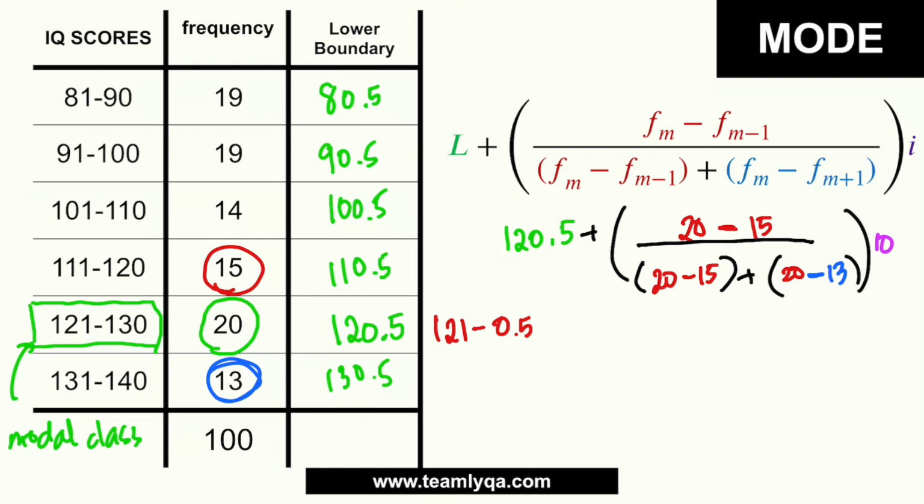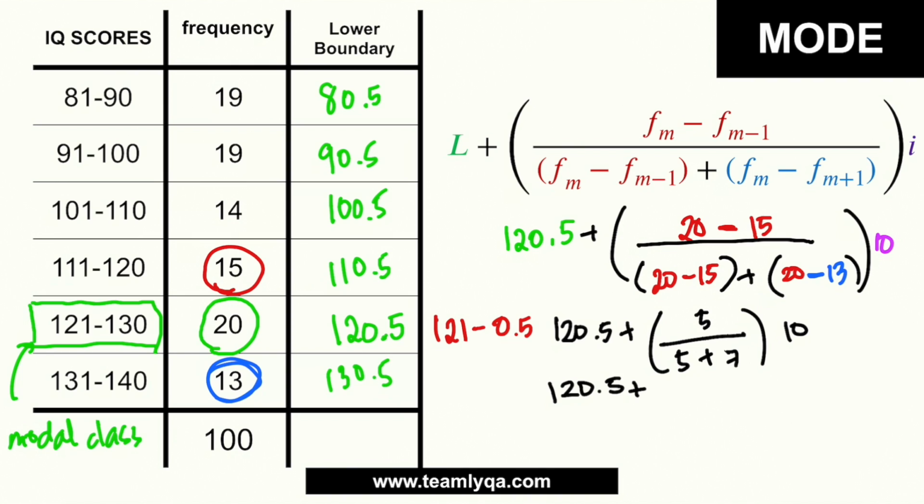Tapos ngayon, isosolve na lang natin siya. So, you have 120.5 plus yung quantity sa taas, 20 minus 15 is 5 all over. Tapos you have 20 minus 15 is also 5 plus 20 minus 13 naman, which is 7. Multiply sa 10. Okay? So, this is 120.5 plus you have yung 5 over 12 times 10.